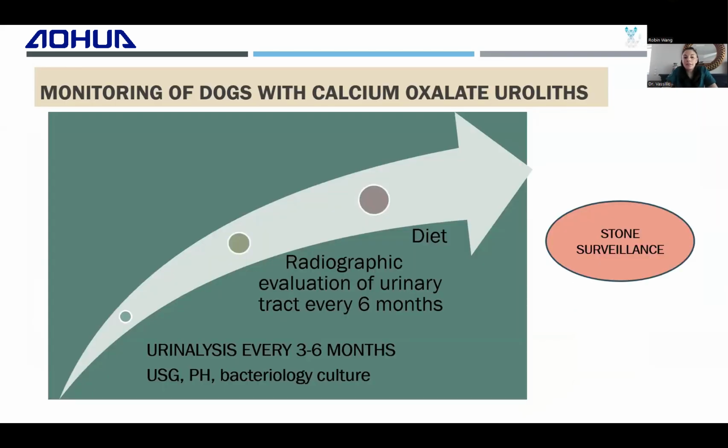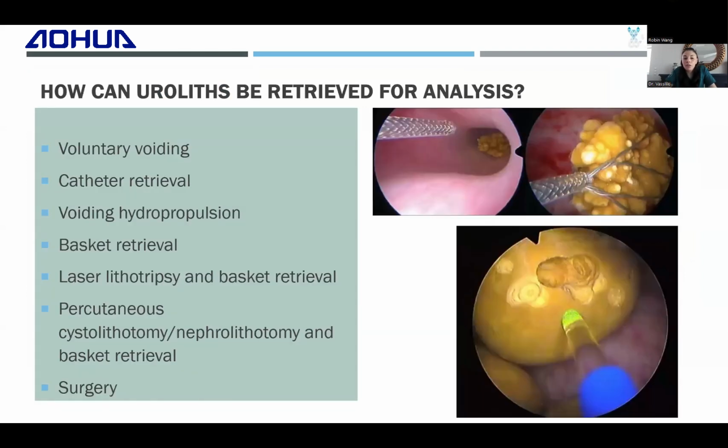We're going to talk about these methods, about voiding hydropropulsion, about the basket retrievals, what kind of sizes you're going to have in your baskets for urology, what other instrumentation and accessories you might use, like laser lithotripsy. And we're going to talk a bit about percutaneous cystolithotomy and the basket retrieval, laparoscopically assisted, even though I'm not a surgeon and I don't do laparoscopies, but we're going to talk a bit about the method and how we're doing it.